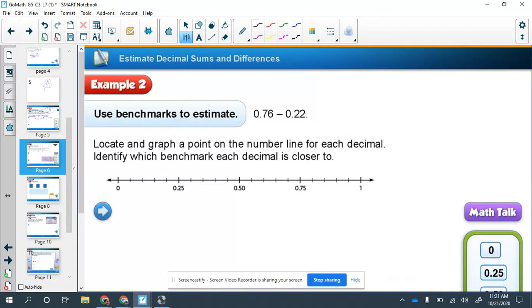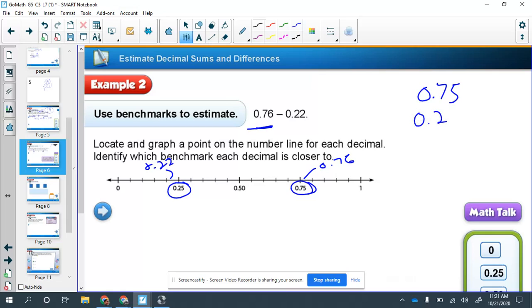We'll use a number line again to help us with this one. So just like we did it with addition, we can do the same with subtraction. I'm going to start by plotting 76/100 on my number line. It's going to be right about there, right? So I'm going to say that that one is obviously closest to 75/100. And then 22/100 is going to be about right there, which is obviously closest to 25/100.